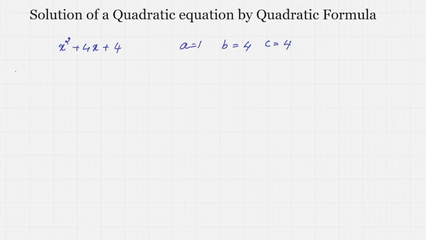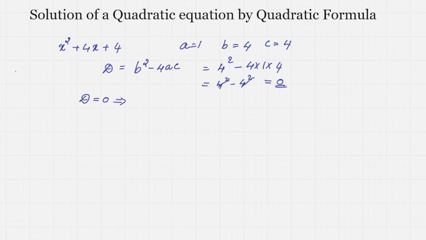So our discriminant is d is equal to b square minus 4ac. So which is equal to 4 square minus 4 into 1 into 4. So we have 4 square minus 4 square, because 4 into 4 is 4 square, right? So it will get cancelled and you will get the answer as 0. So we got d is equal to 0. What does this imply? This implies the roots are equal. So we have equal roots.